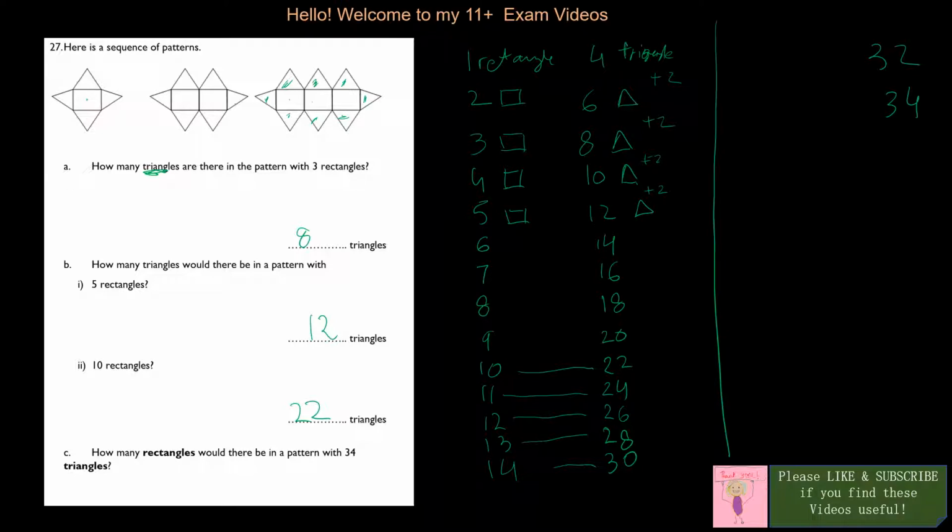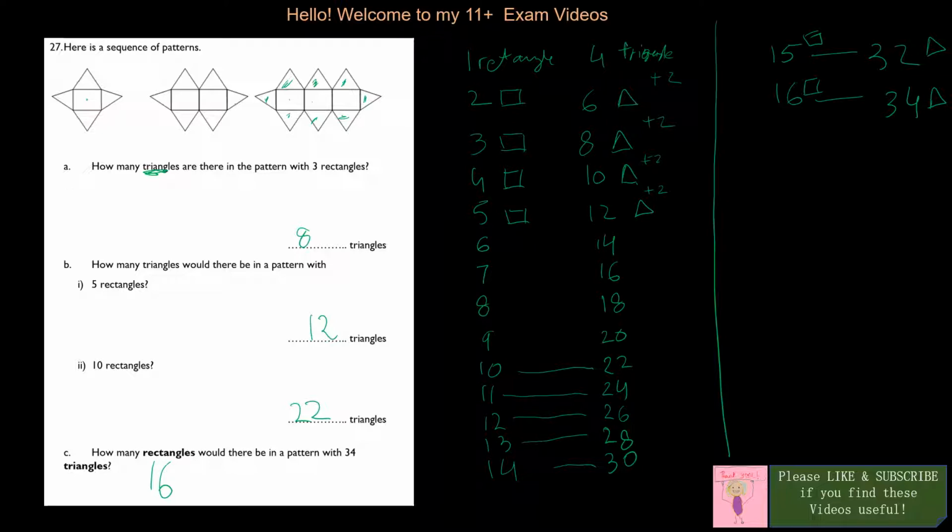Then we will have 15 is 32, 16 is 34. So the answer is 16. So there would be 16 triangles, 16 rectangles, sorry. So there would be 16 rectangles in a pattern with 34 triangles. Mind you, these are rectangles and this is a triangle, this is a triangle, these are rectangles.